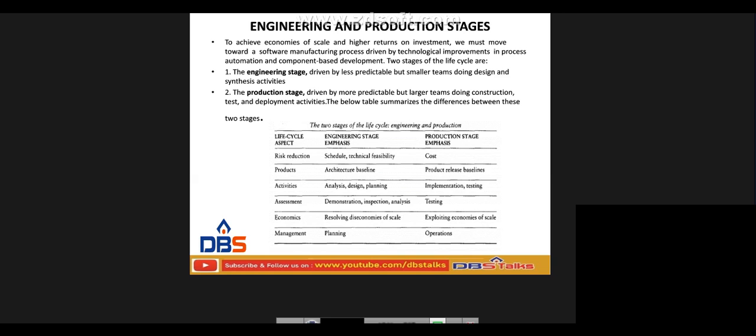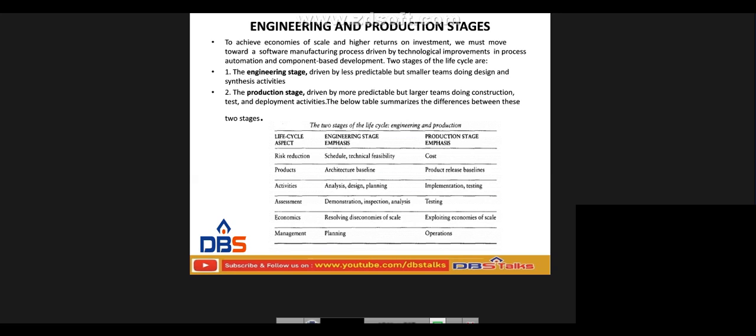So these life cycle aspects are risk reduction, products, activities, assessment, economics and management. These depend upon the different stages, the engineering stage and the production stage. In the engineering stage, the risk is schedule and technical, the product is the architecture baseline, the activities are analysis, design and planning, the assessment is demonstration, inspection and analysis, the economics is resolving diseconomies of scale, and management is planning. In the production stage, it is cost, the product release baseline, implementation and testing, exploiting the economies of scale, and operations.